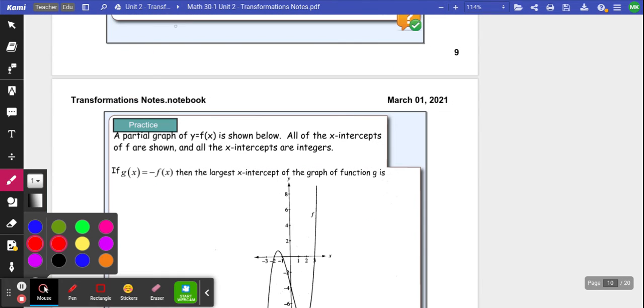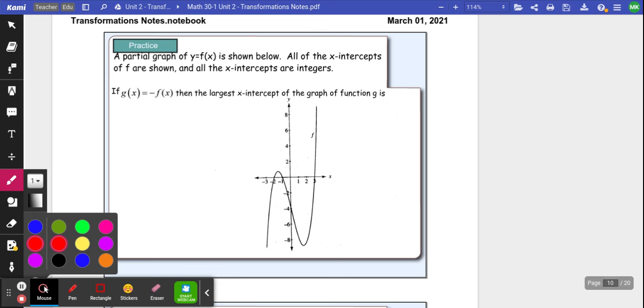Awesome. Let's do some more questions. So we got this guy. A partial graph of y equals f of x is shown below. I find that what sometimes people get caught up on is they don't know what the equation is. You don't know what this equation is. They just called it f of x. Okay, so this thing right here is f of x.